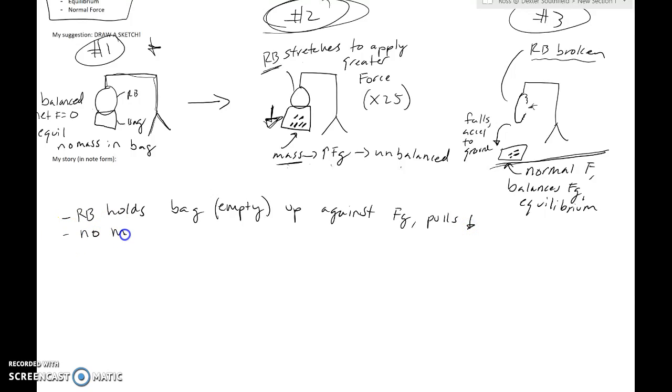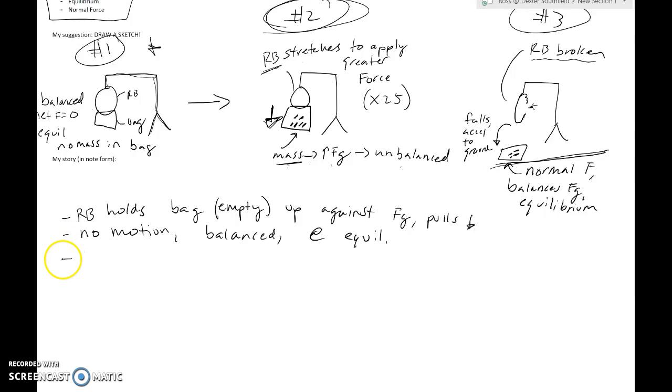There's no motion, which tells you it's balanced and at equilibrium. So that would be stage 1, right? That pretty much sums up everything that happened in that first stage.